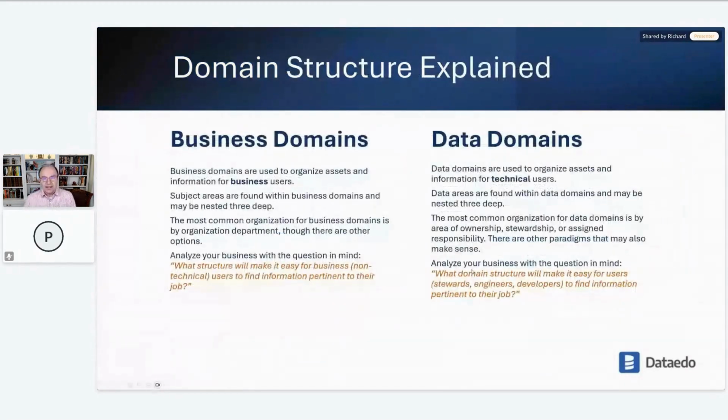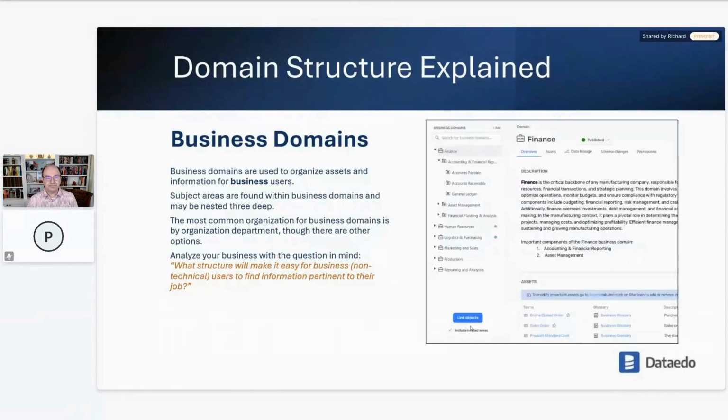So let's take a little tour of the domain structure here, and then we'll talk about the actual content later. In Dataedo, we have two types of domains. Those are the business domains and the data domains. They're very similar, but they have different objectives, and that has to do with audience, basically. We're going to talk specifically about these in detail, but this slide is presented here so that when you download it, you will have a slide that compares these side by side, and you can easily see how similar they are and how different they are.